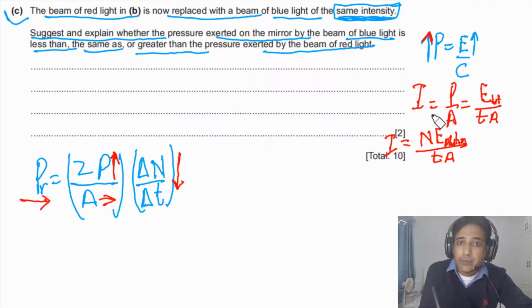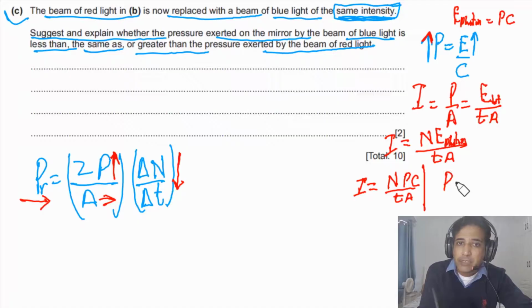And the energy of a single photon is equal to the momentum of the photon times C. So we can rewrite here. We have N times P times C divided by T times A, and this is equal to the intensity. From here we can say the momentum P will be equal to I times T times A divided by N times C.